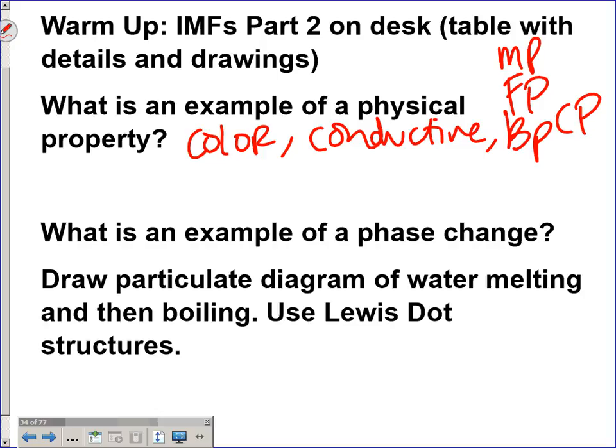So as an example, we're going to talk about phase change. So let's do solid to liquid to gas. See if any of that was recorded. Possible? No. Okay, so solid to liquid to gas. All right, so let's talk about that phase change here.